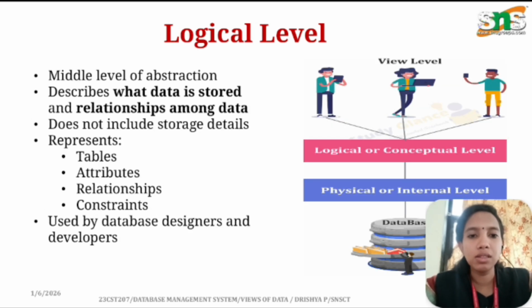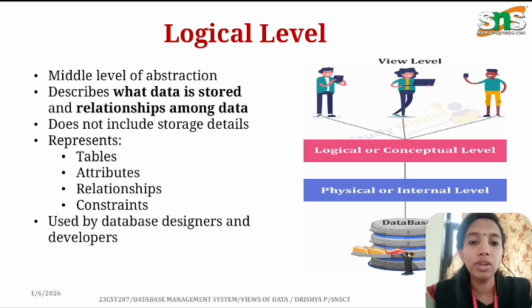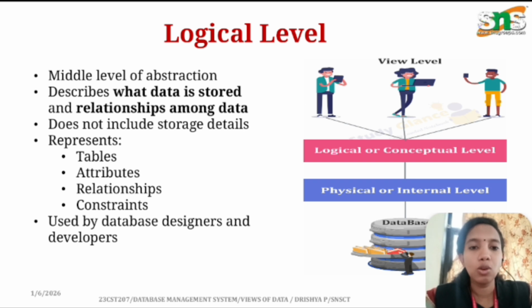Next is the logical level. The logical level is the second level, which describes what data is stored and the relationships among the data. The physical level is how data is stored in a database. The logical level is what data is stored in a database. It represents tables, attributes, relationships and constraints. These are the building blocks of a database management system.